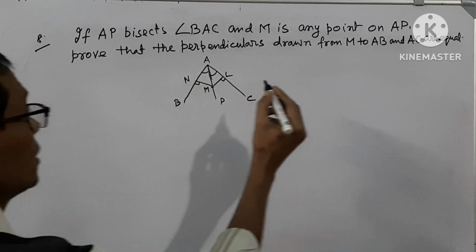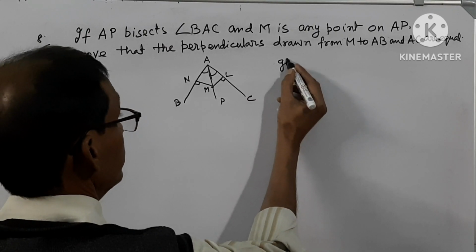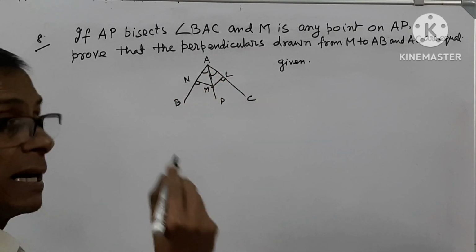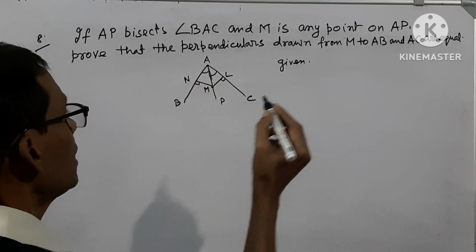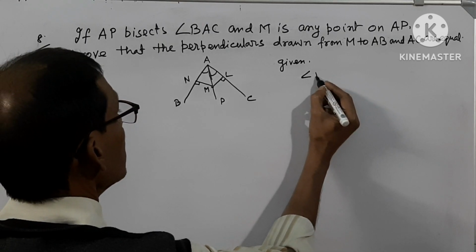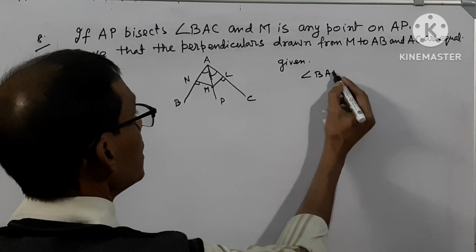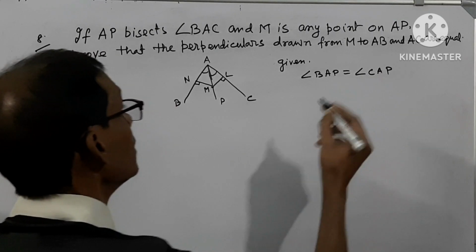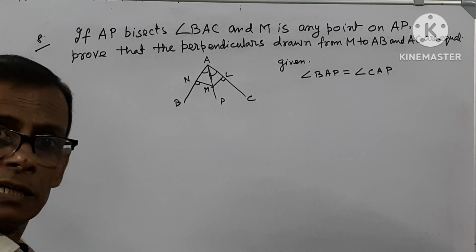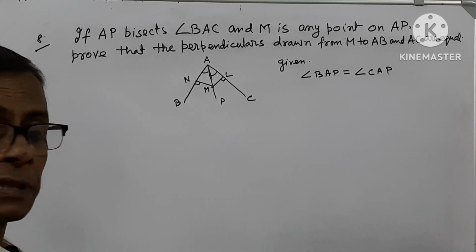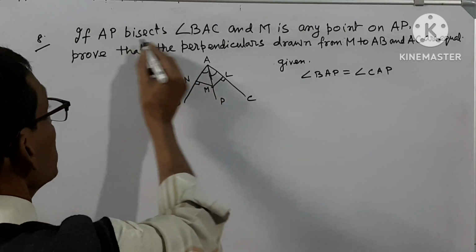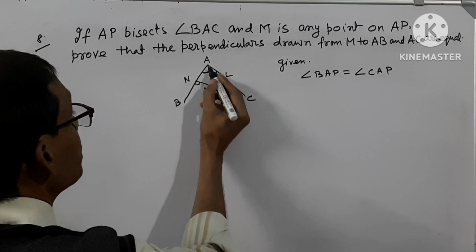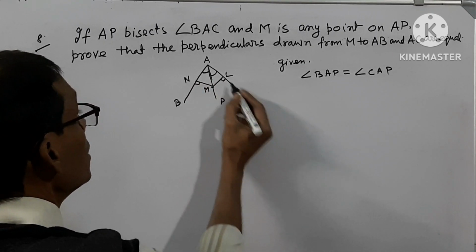So let's write what are the things given. Given, AP is the bisector of angle BAC. How will you write? Angle BAP equal to angle CAP. We will not write "AP bisects angle BAC"; you have to write in mathematical terms. That means this angle BAP is equal to angle CAP.